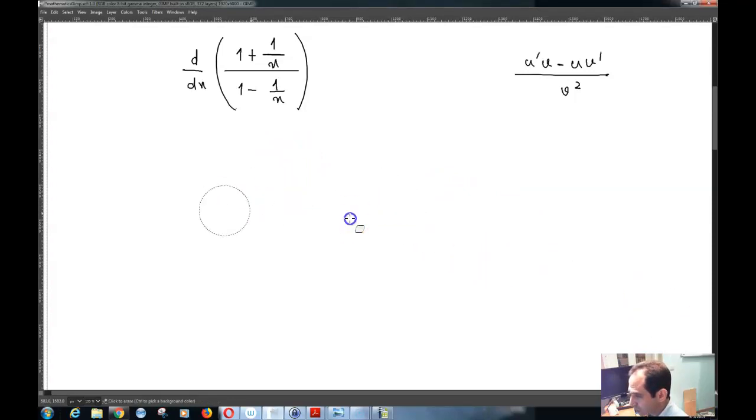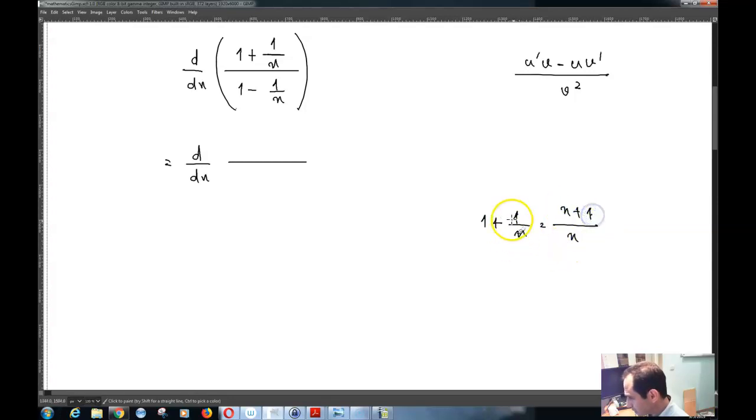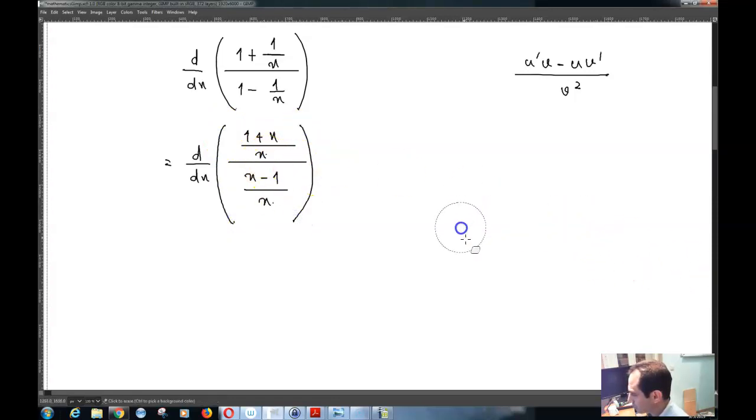So I'm going to write this as d by dx of, 1 plus 1 by x is equal to x plus 1 over x, so that is 1 plus x over x. And this would be x minus 1 over x. Okay, so it seems that we can simplify this thing.